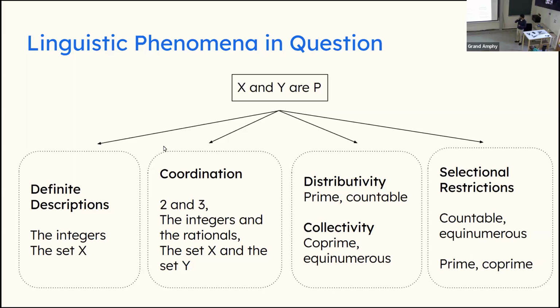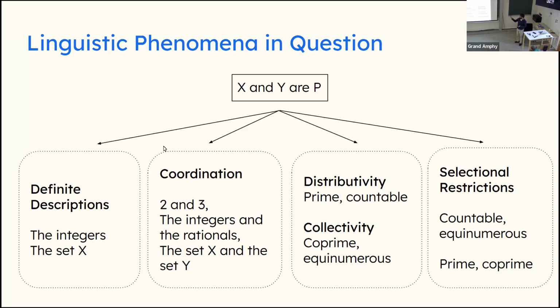We'll see the phenomenon of distributive predicates and the distributivity versus collectivity distinction, that some predicates describe individuals when used with a plural subject. Some predicates describe each individual forming the plural subject, like prime and countable, whereas collective predicates usually describe the property of the whole collection itself.